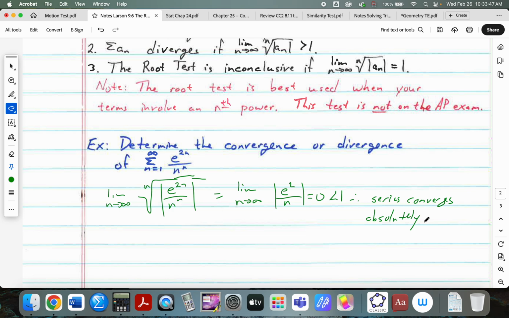So one of our goals in all of this is getting you to the place where you can actually look at a series and quickly identify what test you could use, but more than that, also be able to look at it and go, yeah, I've looked at this and I'm pretty sure this is going to converge, or I'm pretty sure this is going to diverge, just by giving it a quick inspection.